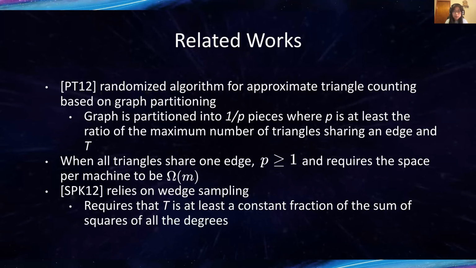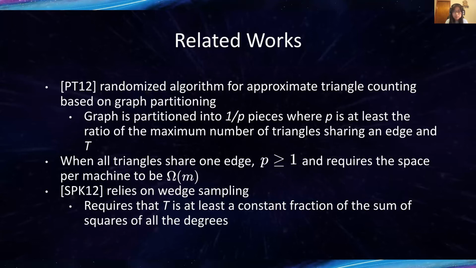on one hand, each MPC algorithm for exact triangle counting either requires strictly superlinear in m total space, or the number of rounds is super constant. On the other hand, each algorithm for approximating triangle counting requires t to be greater than or equal to n, even when the space per machine is Theta of n.